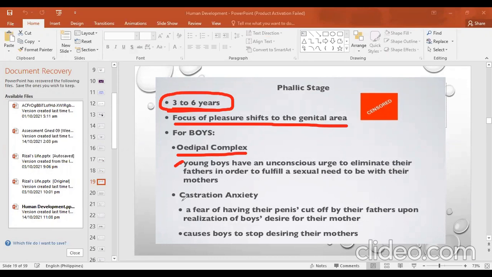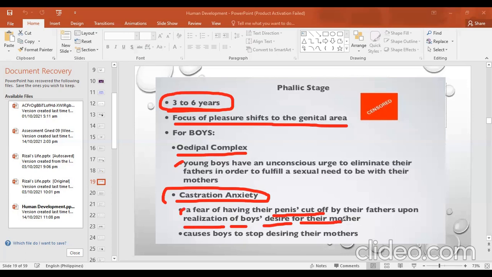So meron tayong tinatawag na castration anxiety. So when we talk about castration anxiety in psychoanalytic concept, introduced by Sigmund Freud again, it has something to do with pagde-describe ng fear, yung takot na putulin yung penis nila. Ayan. Look at this one. A fear of having their penis cut off by their fathers upon realization of boys' desire for their mother.